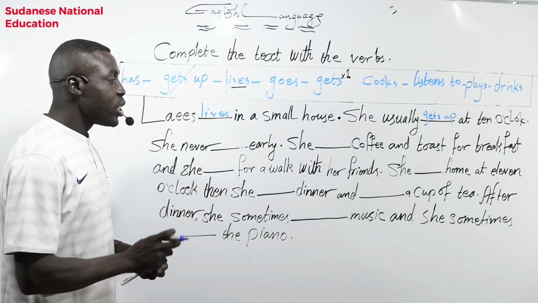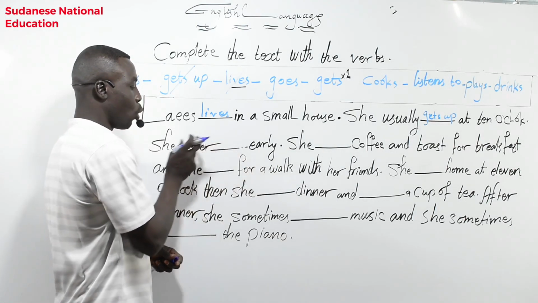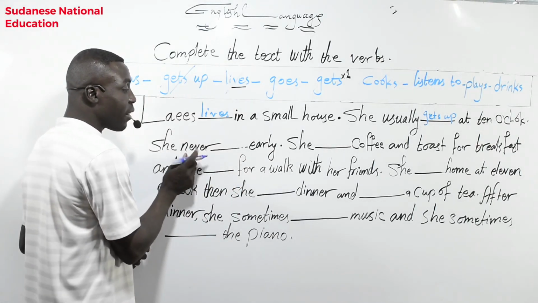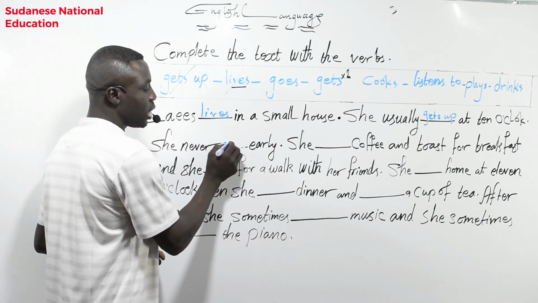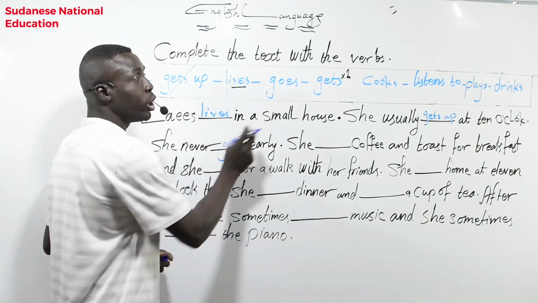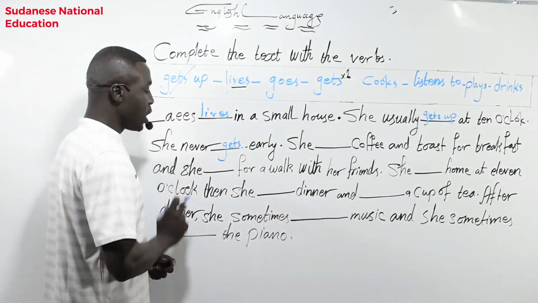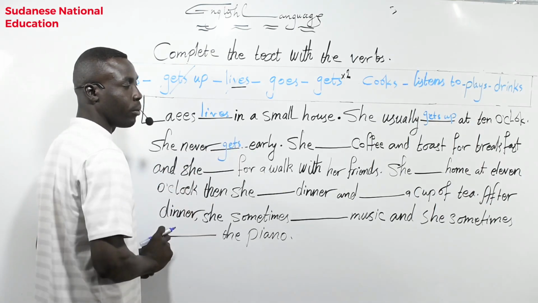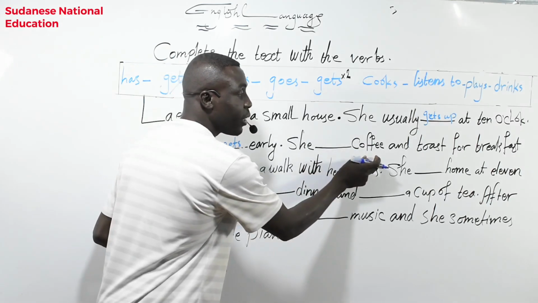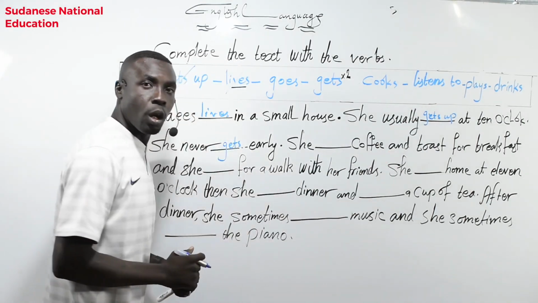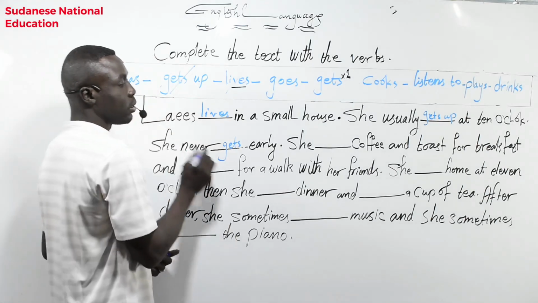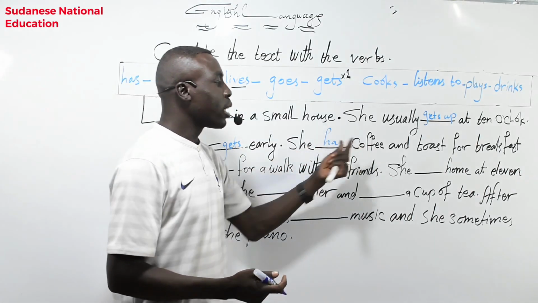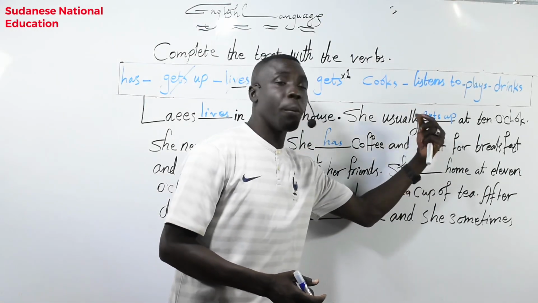She never early. What does Lemise never do? She never gets. So we need to use the verb gets twice. She never gets early. She coffee and toast for breakfast. She has. She has coffee and toast for breakfast.